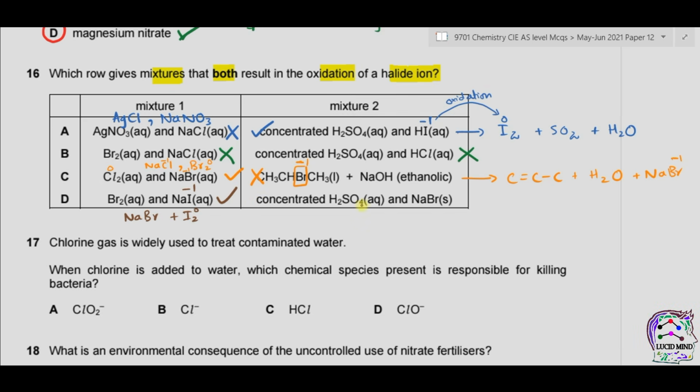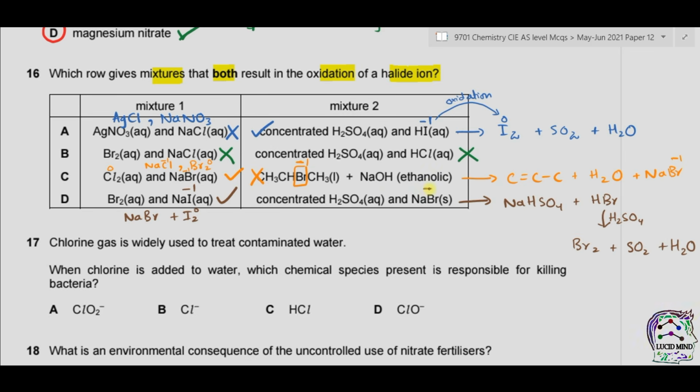Then we have concentrated sulfuric acid and sodium bromide solid. These can react together to form NaHSO4 along with HBr. This HBr can further react with concentrated sulfuric acid to form bromine, SO2 and water.